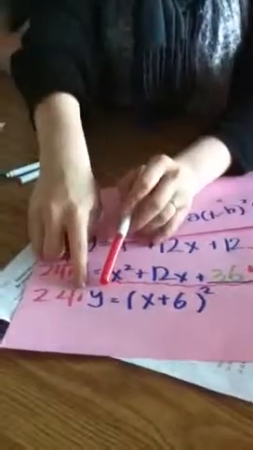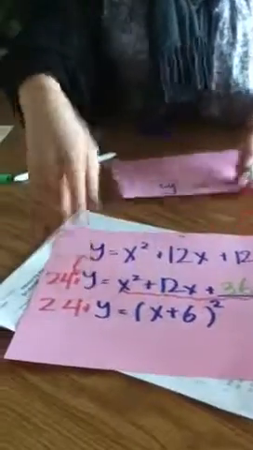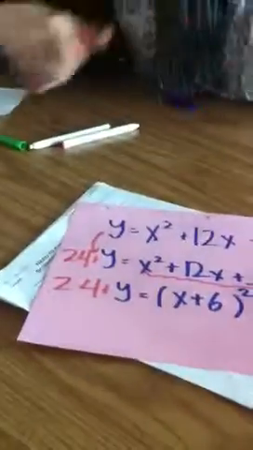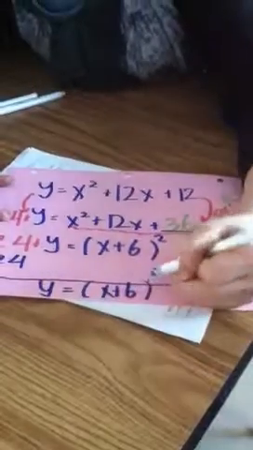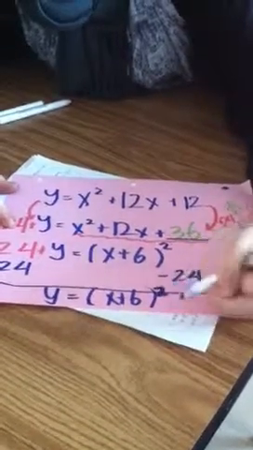Are we done yet? No. Why not? Because we need to get y by itself. What do we need to do to get y by itself? Subtract 24, make a 0, subtract 24 from both sides. So then we have y equals x plus 6 quantity squared minus 24.